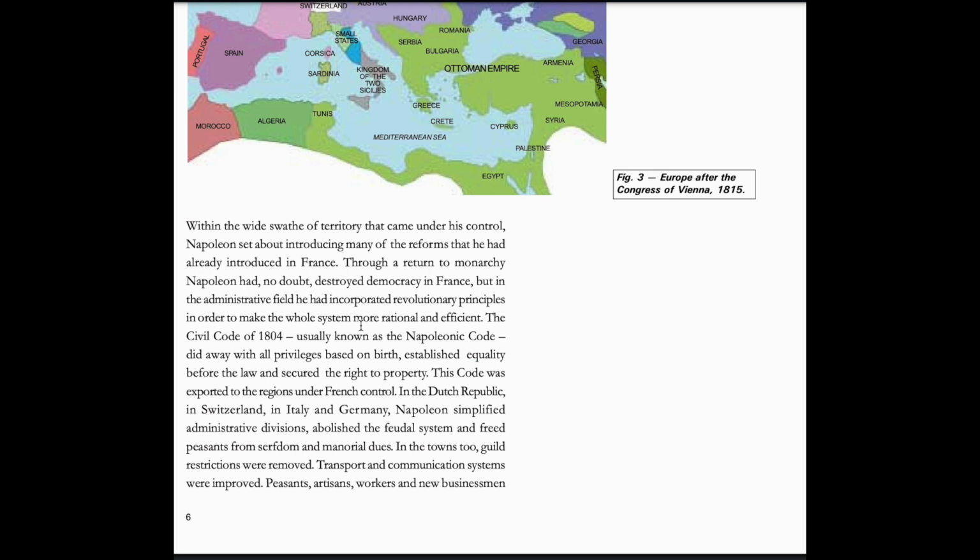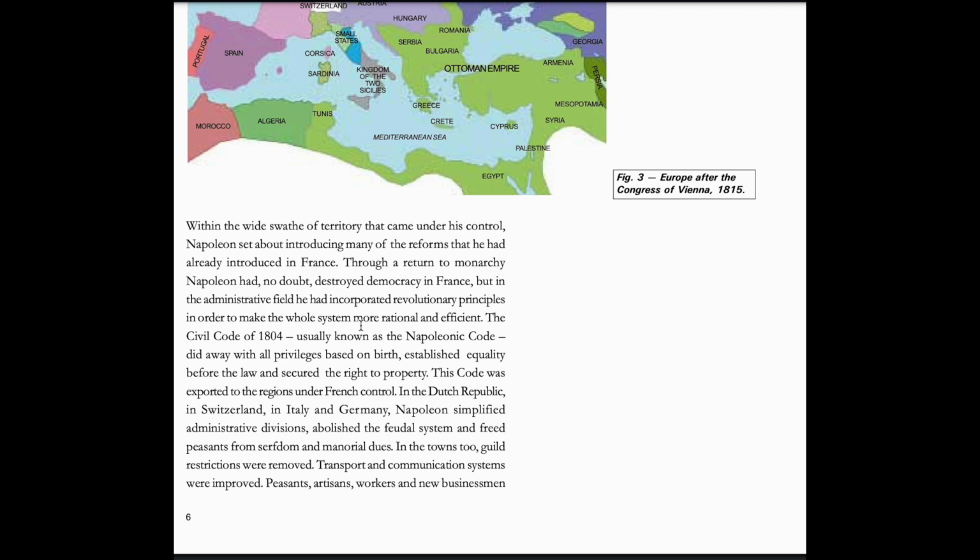efficient. The Civil Code of 1804, usually known as the Napoleonic Code, did away with all privileges based on birth, established equality before the law, and secured the right to property. This code was exported to the regions under French control. In the Dutch Republic, in Switzerland, in Italy, and Germany, Napoleon simplified administrative divisions, abolished the feudal system, and freed peasants from serfdom and manorial dues.